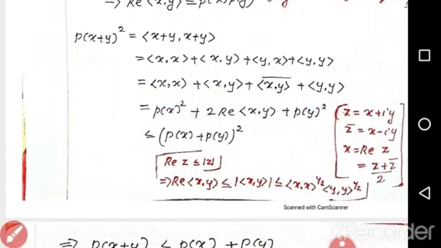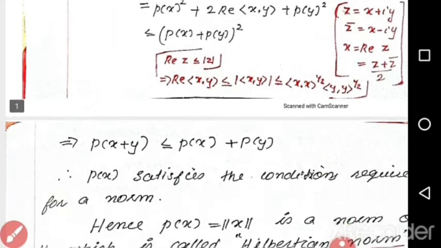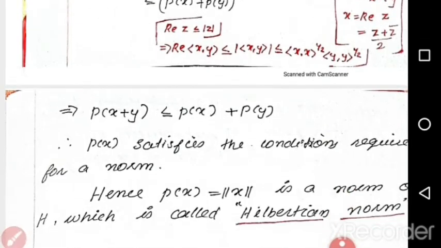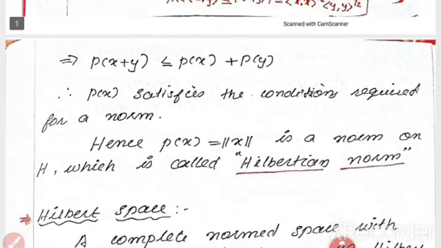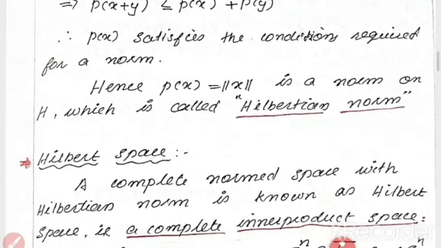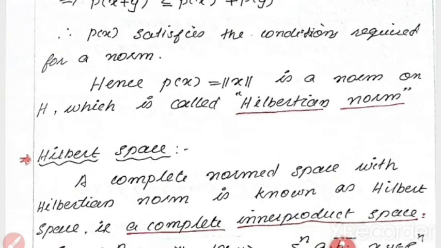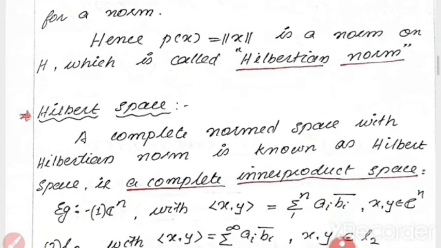By taking square root on both sides, we will get P of x plus y is less than or equal to P of x plus P of y. That is the triangular inequality. Hence, this P of x satisfies the three conditions required for a norm, and it is a norm, known as the Hilbertian norm.